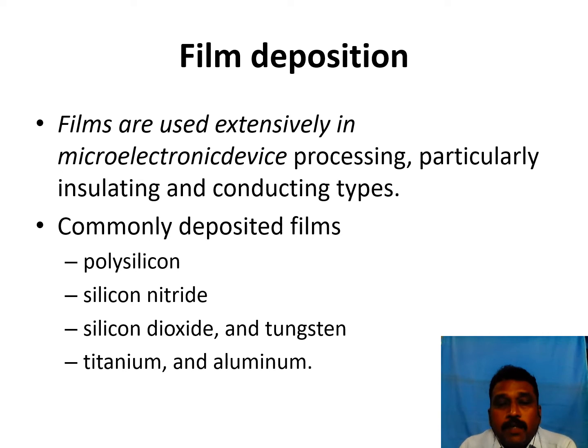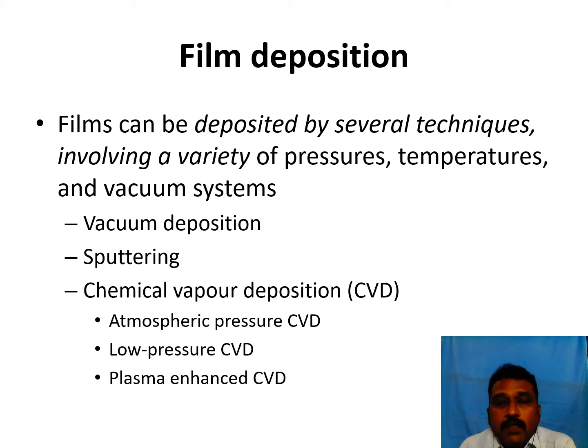So the films are used extensively in microelectronic device processing, in the insulating and conducting types. So those materials are insulating and conducting types. What are the most commonly deposited films? That is polysilicon, silicon nitride, silicon dioxide, tungsten, titanium, and aluminum. So these are the materials widely used.